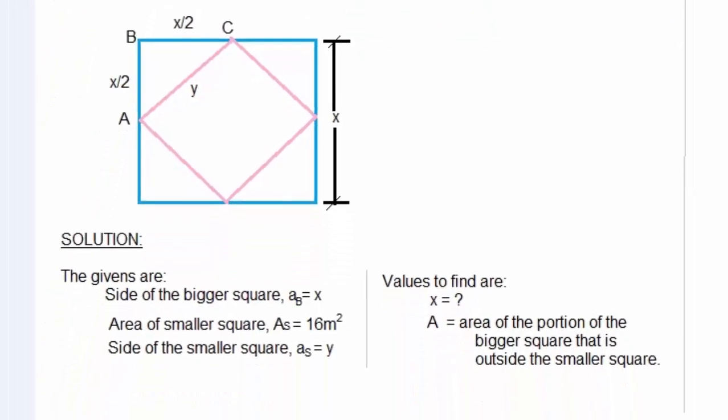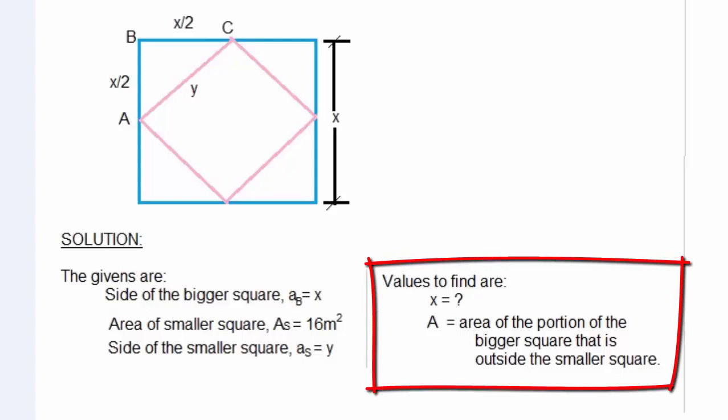For the solution, let us list the givens. These are the side of the bigger square, small a subscript b, equal to x. Then, the area of the smaller square, capital A subscript s, equal to 16 meters squared. Then, the side of the smaller square, small a subscript s, equal to y. And the values to find are x and A, which is the area of the portion of the bigger square that is outside the smaller square.